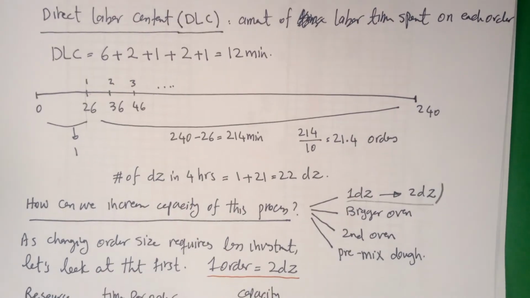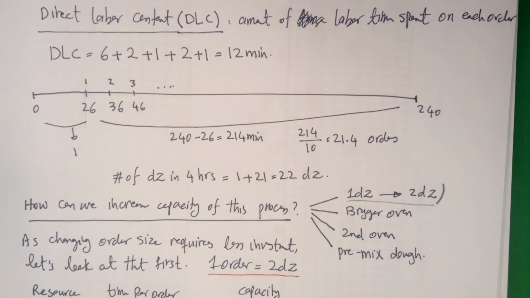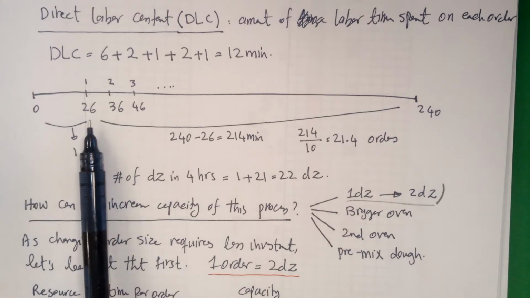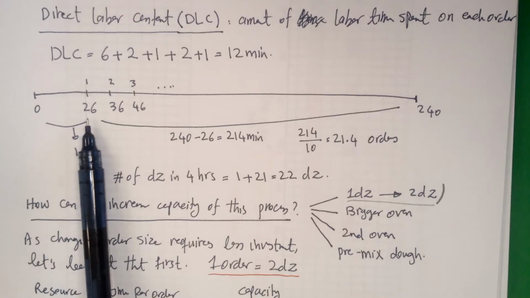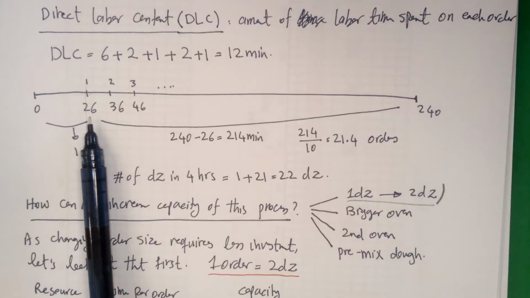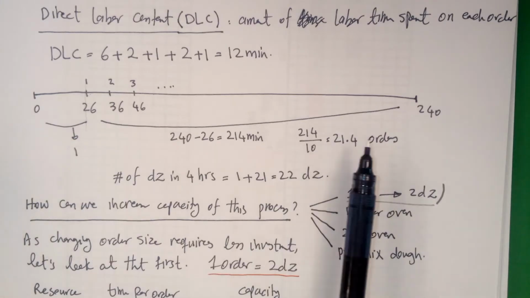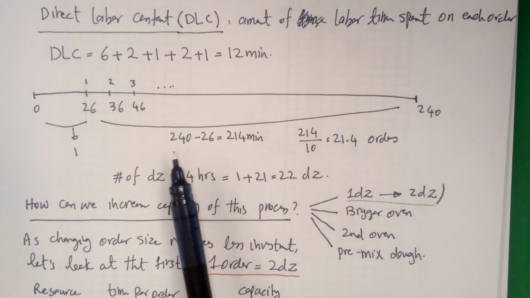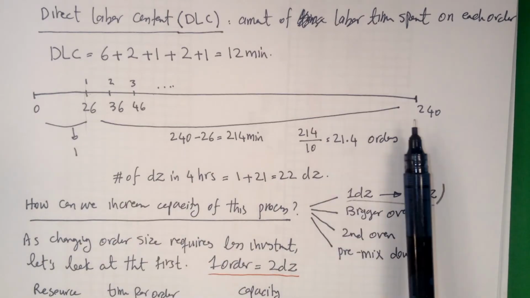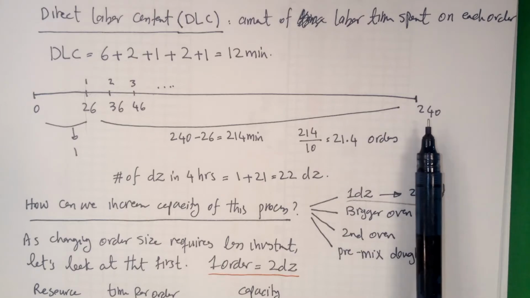Finally, let's answer that question. How many orders can we handle in 4 hours? The first order is going to come out at minute 26, and after that, every cycle time, every 10 minutes, one order is going to be processed. So there is a nice order in this part, so I'm going to first take advantage of it. The length of time is 240 minus 26 for the initial 26. That's going to bring me to 214 minutes.